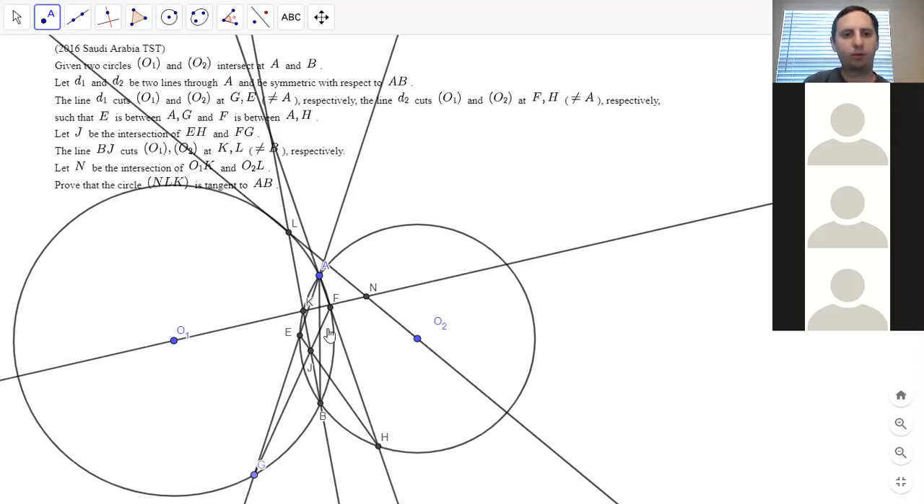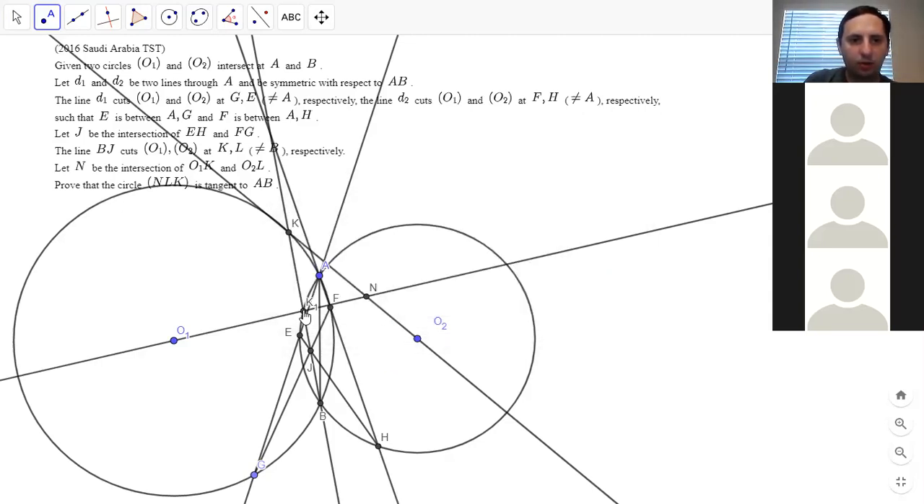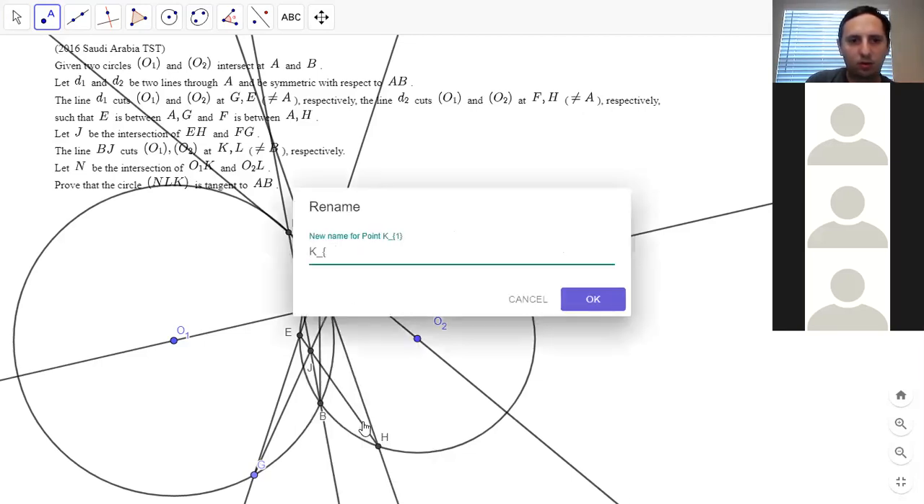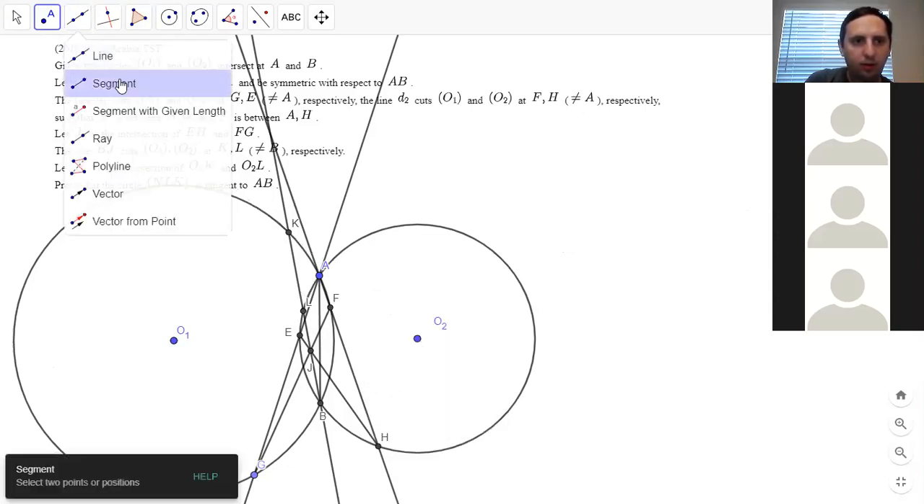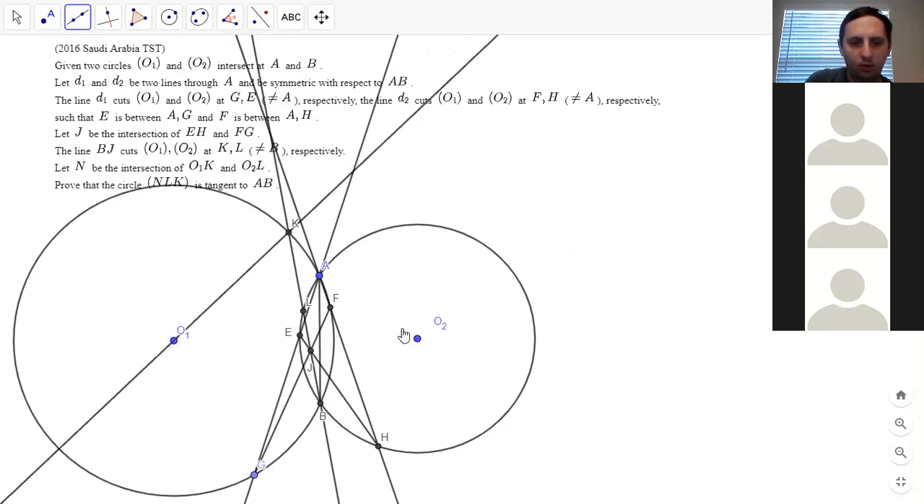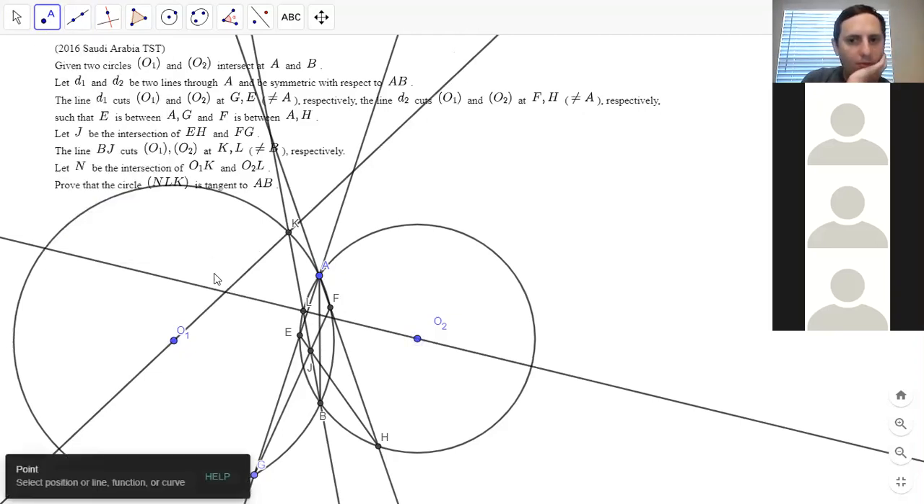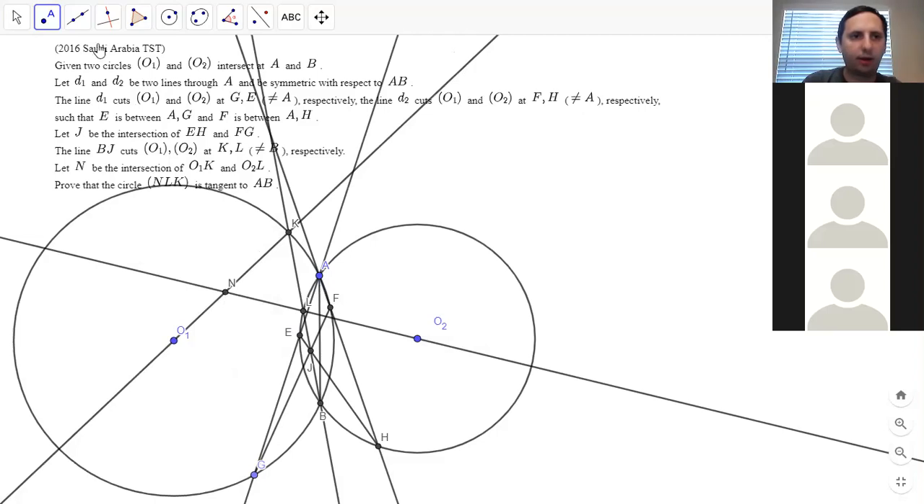Something's wrong here. We have two circles that intersect at A and B. Then we draw two lines. A is on O1. No, K. Okay, so we flipped K and L. And then that changes how we draw other things. So point N is the intersection of O1K and O2L. So basically like those two radii. This is point N. And we want to show the circle NLK is tangent to the line AB.